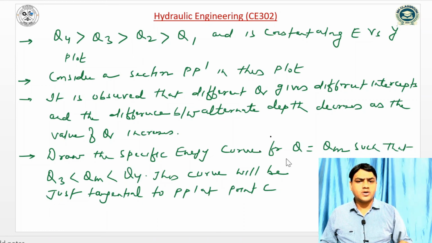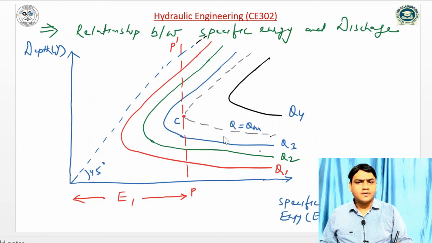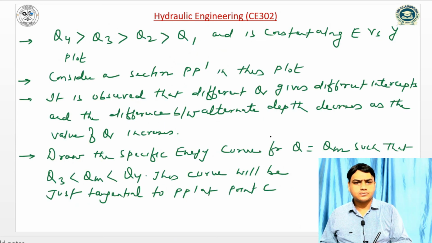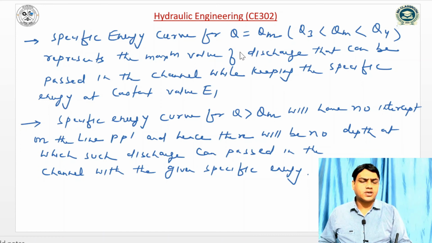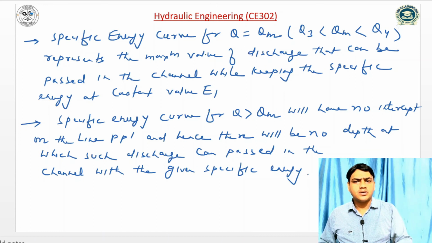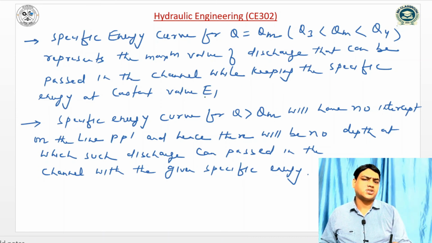After that, I have drawn a specific energy curve for Q equal to Qm, the maximum discharge, such that Qm is greater than Q3 but less than Q4, and PP dash is tangential to the point C. Specific energy for Q equal to Qm represents the maximum value of discharge that can be passed in the channel while keeping the specific energy at a constant value of E1.